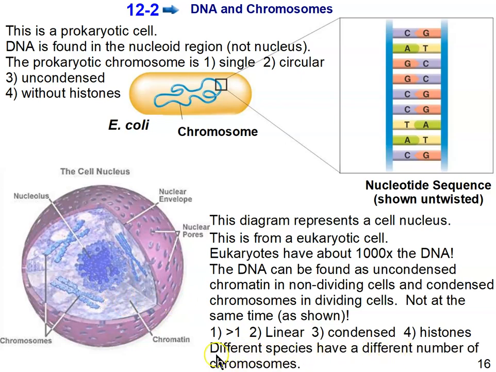And then the last point here is that different species have a different number of chromosomes. So for example, we have 46, chimpanzees have 48, our close relative, but we don't have the same number of chromosomes. Different species have a different number of chromosomes. And there's no relationship between the number of chromosomes and the complexity of the organism.